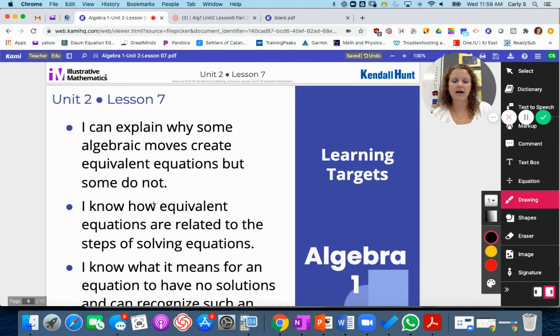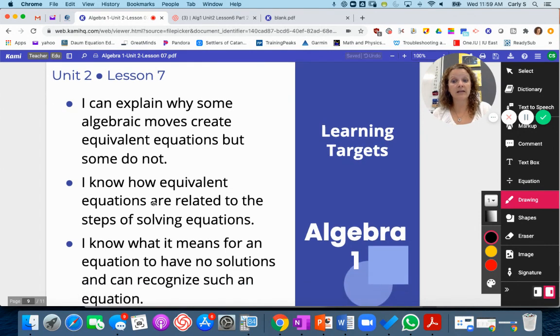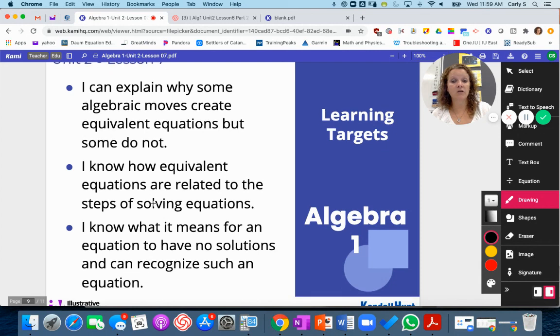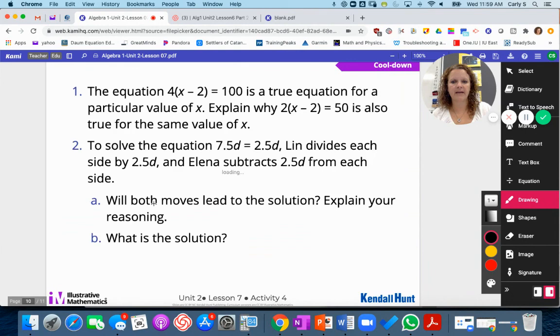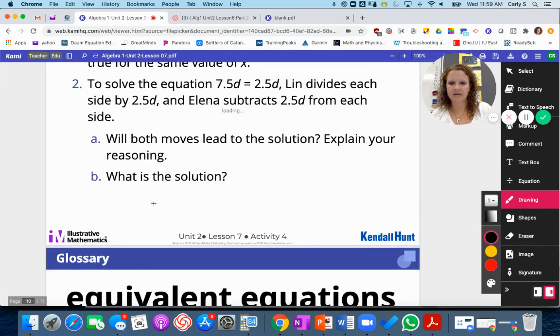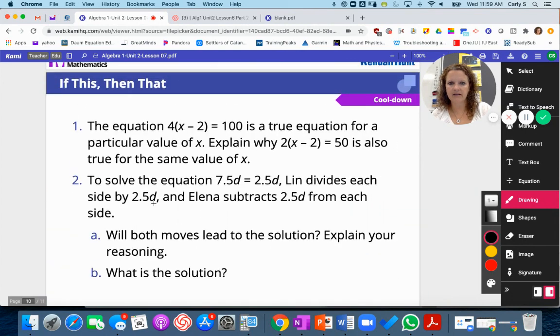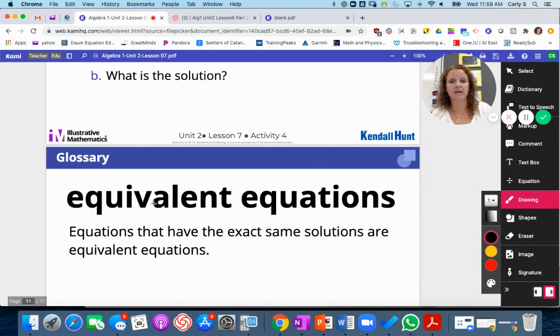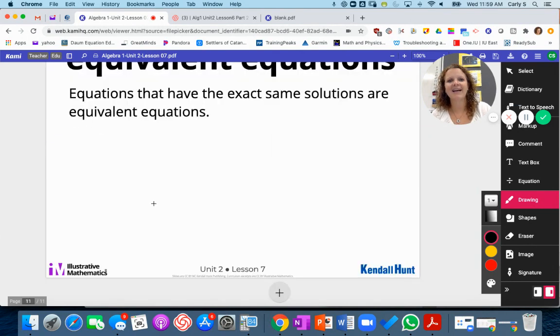I know how equivalent equations are related to the steps of solving equations. I know what it means for an equation to have no solutions and can recognize such an equation. I needed to delete that because I might use that for a quiz question later. And our glossary has not changed. Good job.